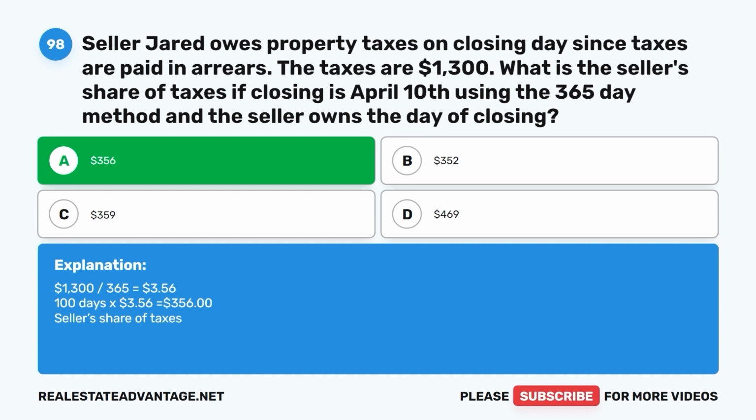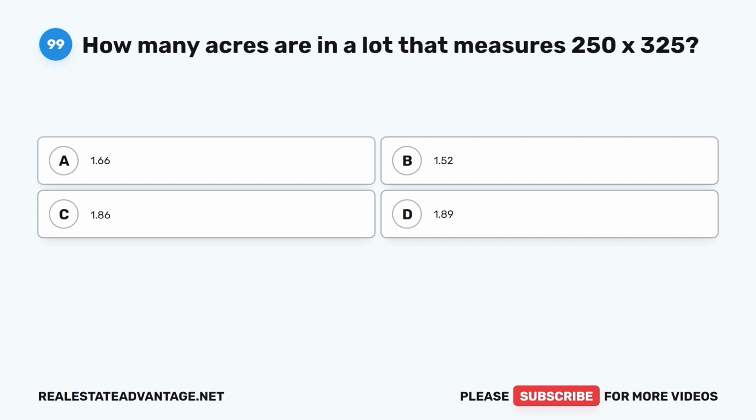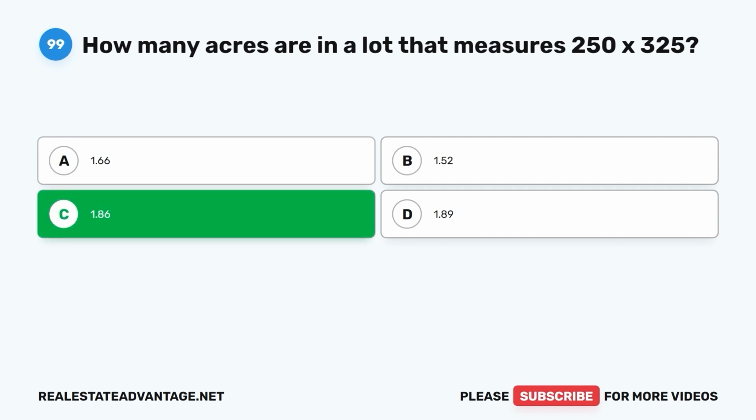$1,300 divided by 365 equals $3.56. 100 days times $3.56 equals $356, the seller's share of taxes. Question 99. How many acres are in a lot that measures 250 by 325? A. 1.66. B. 1.52. C. 1.86. D. 1.89. The correct answer is C.